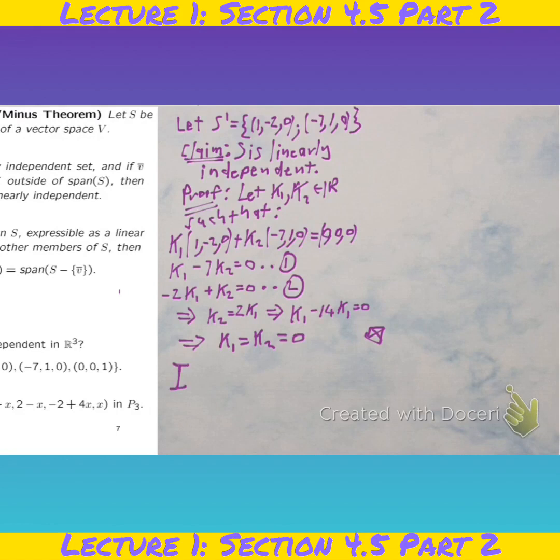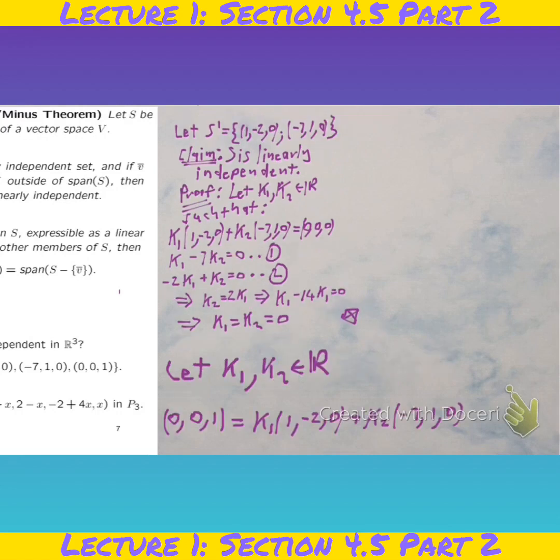Alright, so we need to ask the following question. The vector that we have, is it in the span of the set S prime? And how do we determine whether it's in the span or not? For it to be in the span, (0, 0, 1) needs to be a linear combination of the vectors in S prime. So let's see if this is the case.